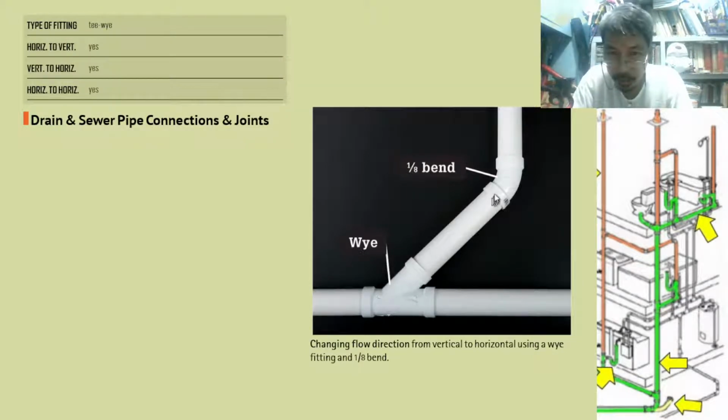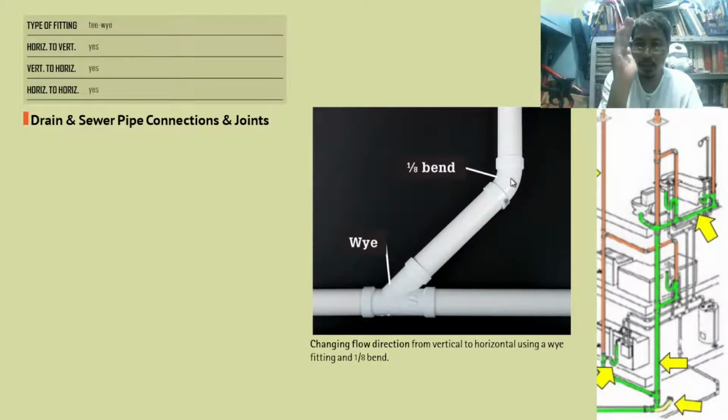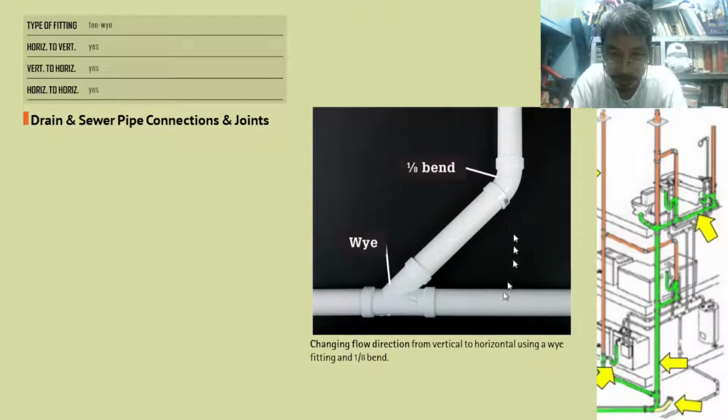This is what we call a one-fourth bend. A 1/16 bend is just a little bit, it looks like this. That is 1/16. 1/8, 1/4. So 1/4 means one-fourth. So 1/4, 1/8, 1/16. From one-fourth, it becomes gradually straighter. So this is a 1/8 bend.